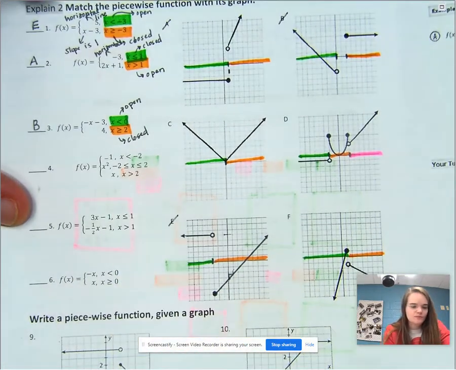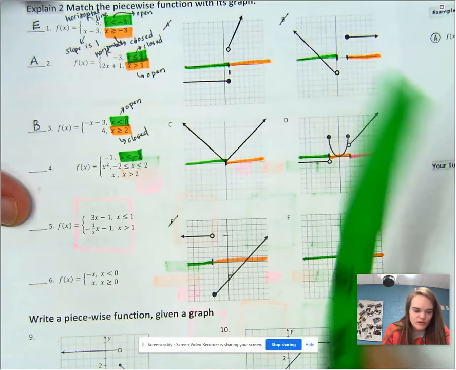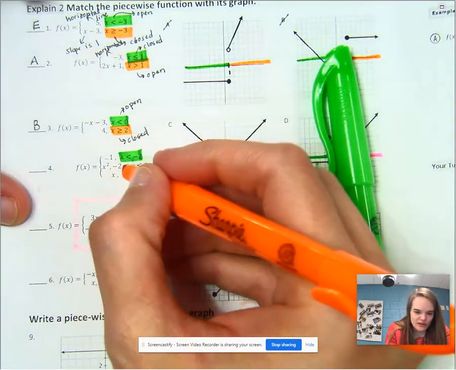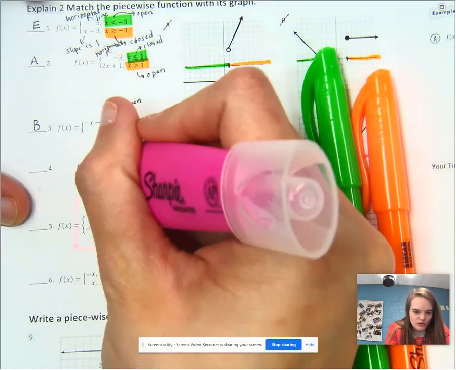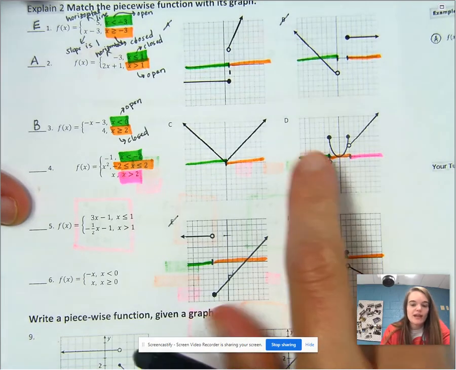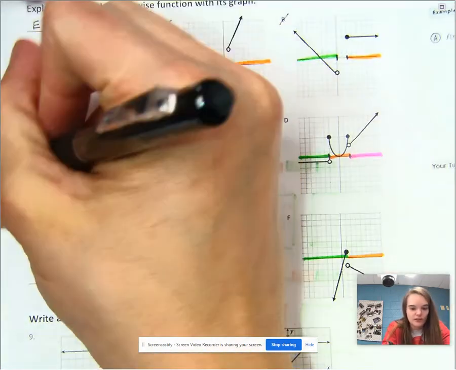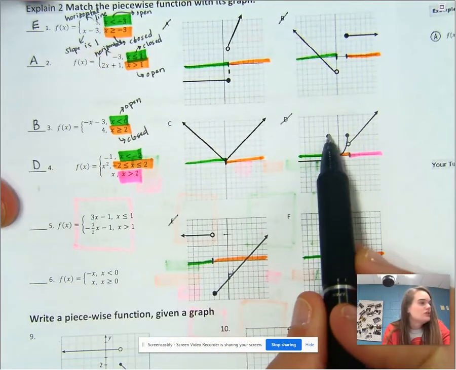Number 4. This one changes at -2. It changes between -2 and 2, and it changes again at 2. We have 3 sections. We only have 3 sections for letter D. Also, this is the only one that has an x squared, which is the U shape.